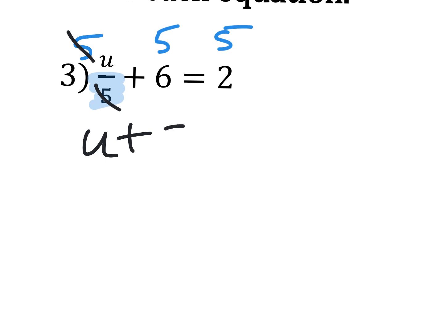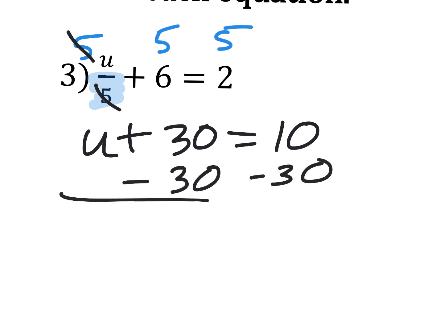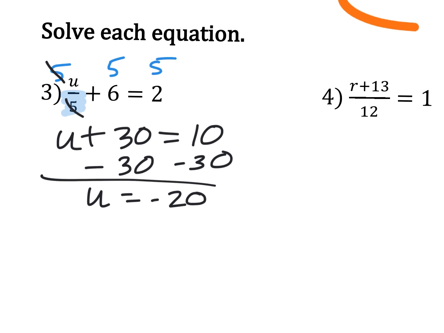5 times 6 is 30. 5 times 2 is 10. And then to isolate the u all the way, you just do minus 30. U is equal to negative 20. So if you choose to get rid of the division first, you have to multiply everything.